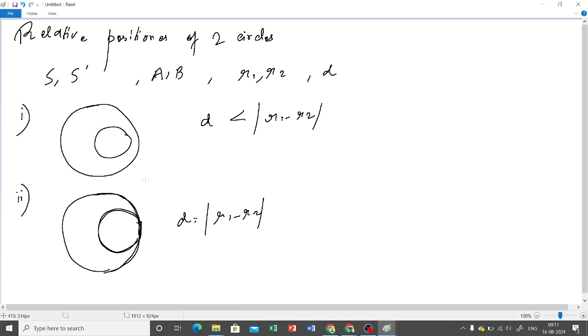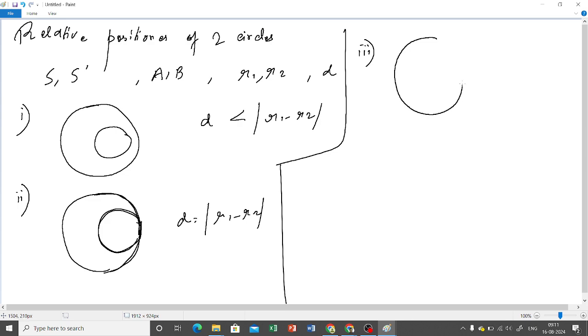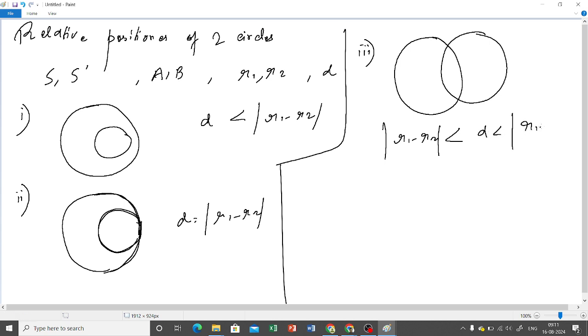Number three: the two circles intersect in two points. That means it looks like this. The two circles intersect at two points if mod of R1 minus R2 is less than D, which is less than R1 plus R2. That is, the distance between the centers is between the difference of the radii and the sum of the radii.